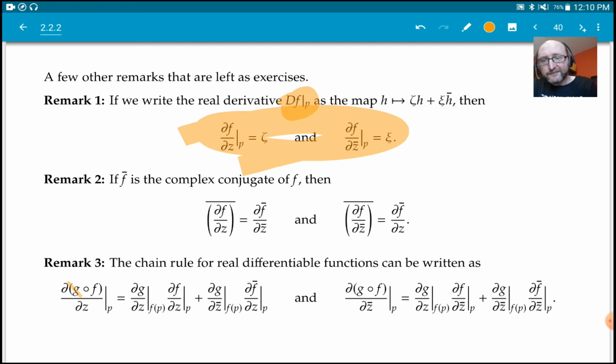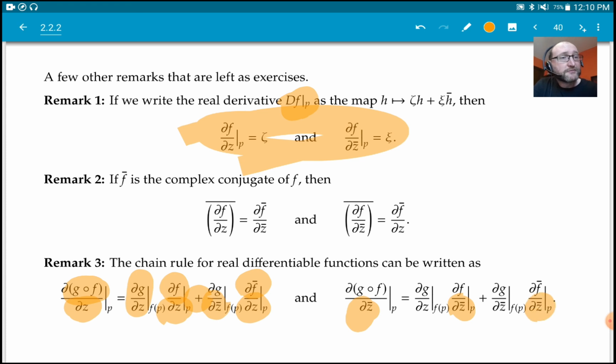So if I'm composing g and f, and I differentiate with respect to z, this is the Wirtinger operator, then that's the same thing as differentiating g with respect to z, thinking of plugging in f for the z, so then I have to differentiate f with respect to z. Plus, I have another variable, z bar, so I have to differentiate g with respect to z bar. Now, z bar is really f bar, so I also have to differentiate f bar with respect to z. Same thing for the z bar derivative, except over here you get the z bars.